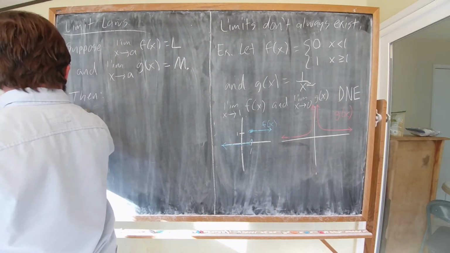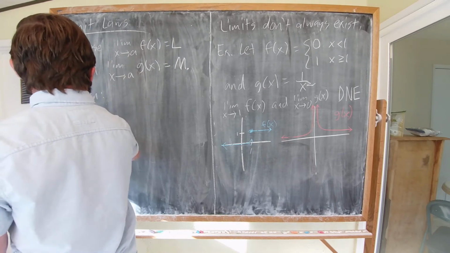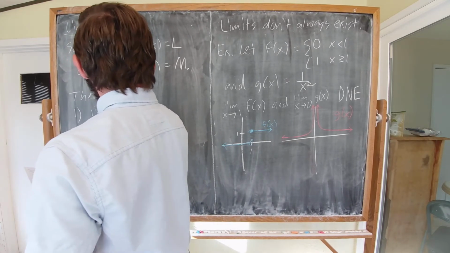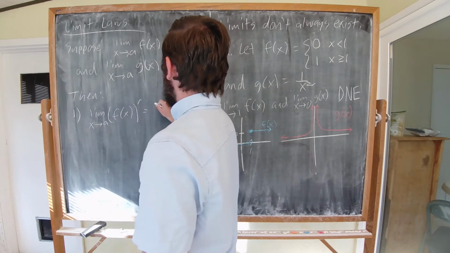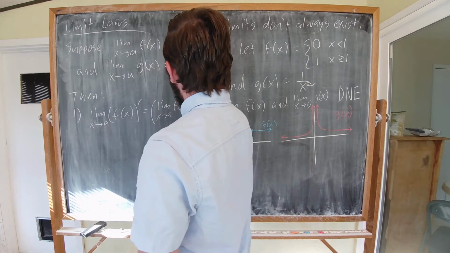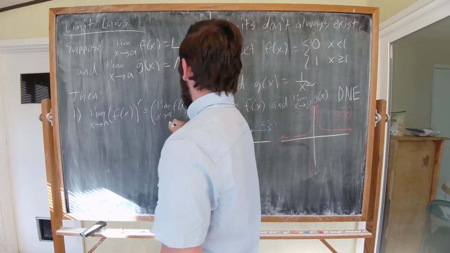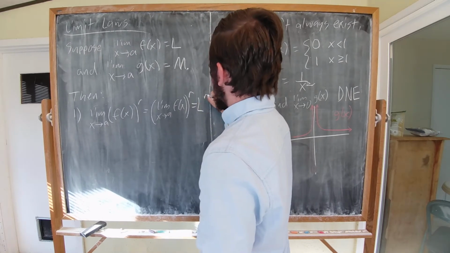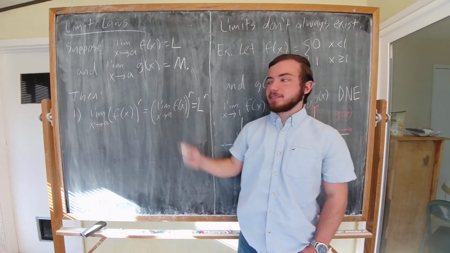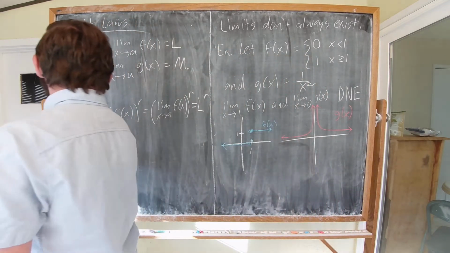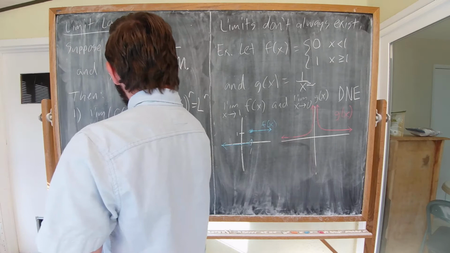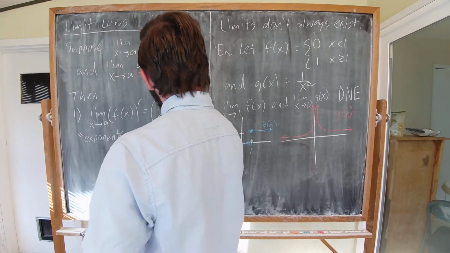Then, 1, the limit as x goes to a of f of x to the rth power is equal to the limit as x goes to a of f of x, all to the rth power, aka L to the r. So that's nice. Exponents pull out of limits is what you want to think. Exponents pull out of limits.